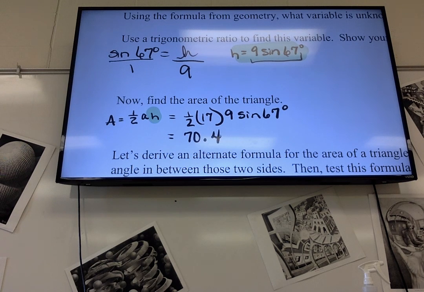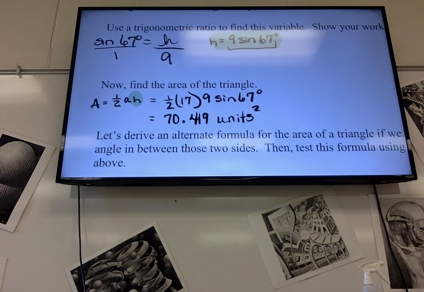70.419. Yeah. I don't know what the units are. I'm just going to put square units. For area, it's always whatever the units are, meters, feet, whatever, squared. If they don't have it, you don't have to put the units there. But just kind of get in the habit.